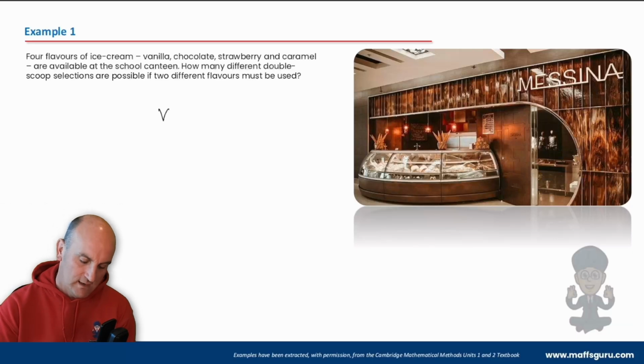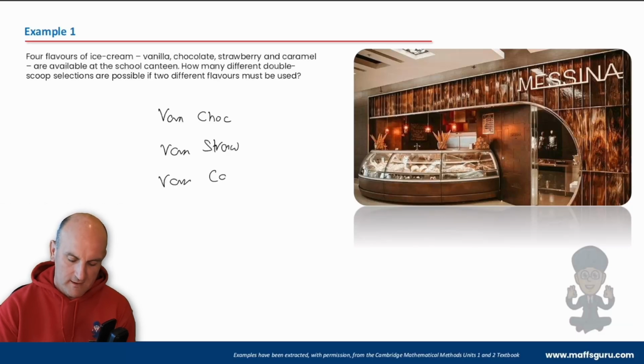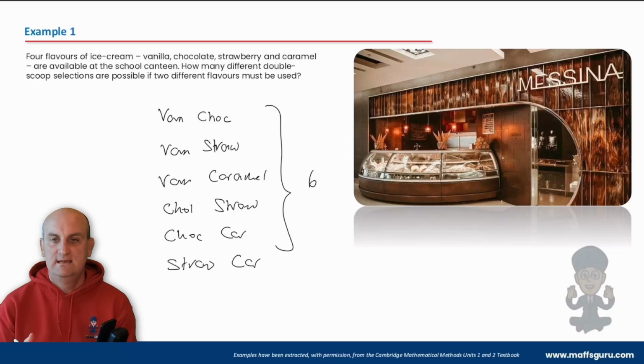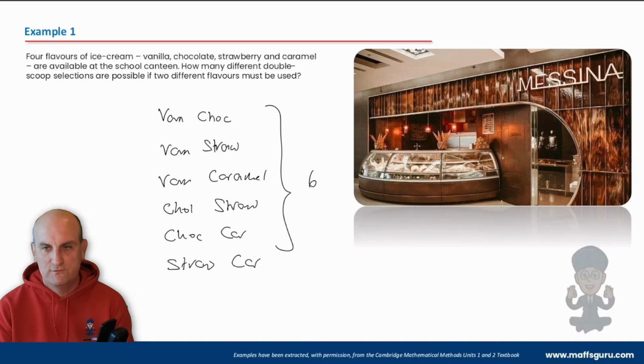So we're going to have vanilla and chocolate. We have vanilla and strawberry, and vanilla and caramel. We'd have chocolate and strawberry because I haven't got that one yet. I'd have chocolate and caramel, and then I'd also have strawberry and caramel. In which case, that would suggest I've got 6 different ways of choosing 2 scoops where the order of the scoops doesn't really matter.